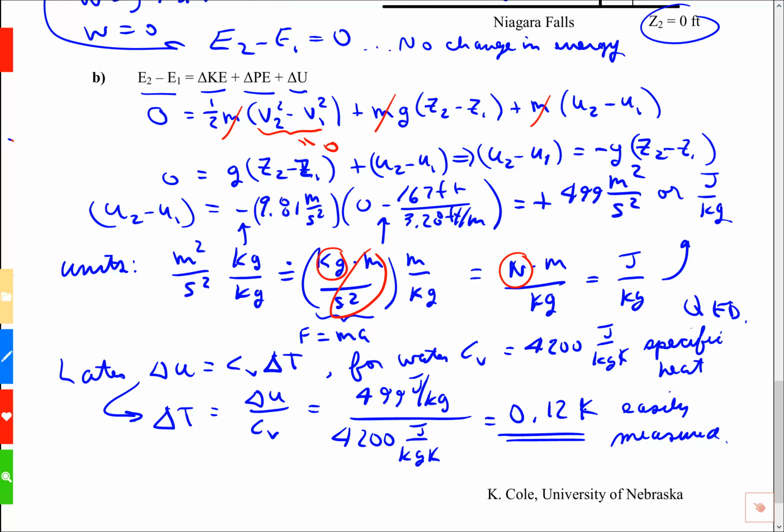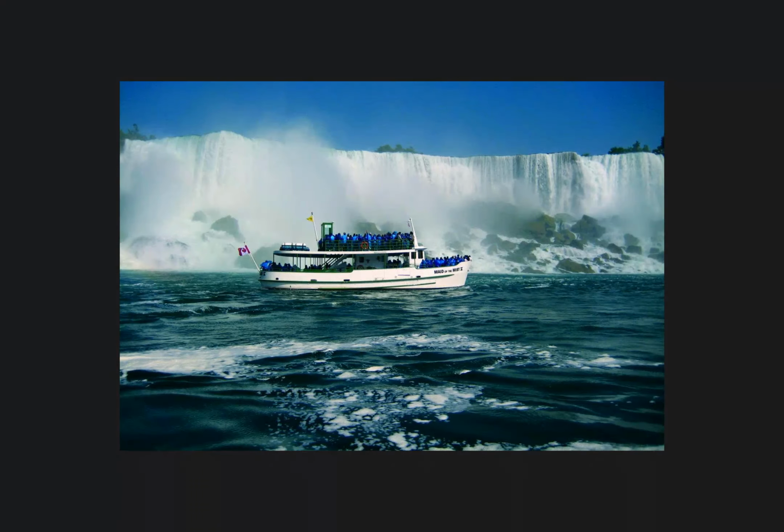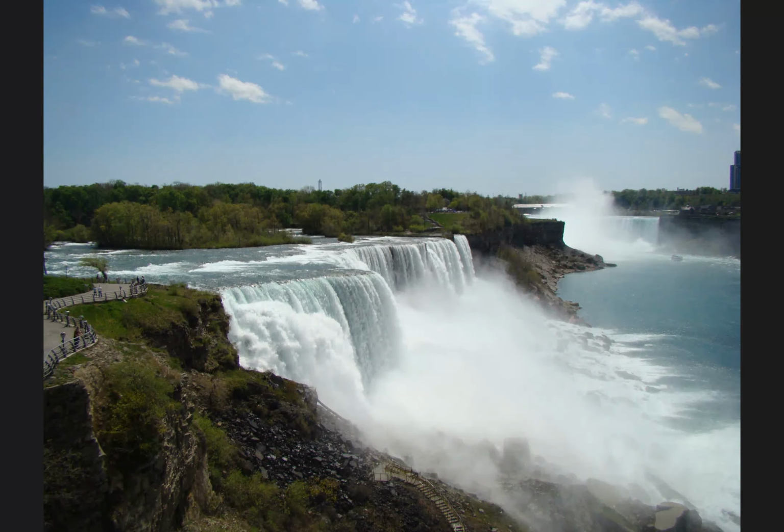Before we leave this, I want to show you an image of Niagara Falls. Here's American Falls in the foreground, the Canadian Falls in the background. Here's the American Falls with a tourist boat called the Maid of the Mist. And here's another view of the Canadian Falls with the tourist boat there.